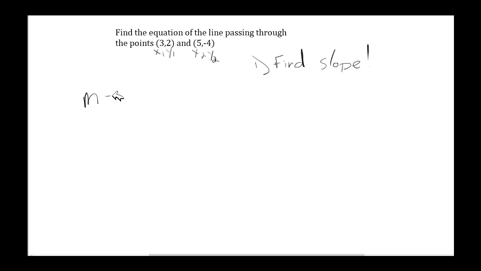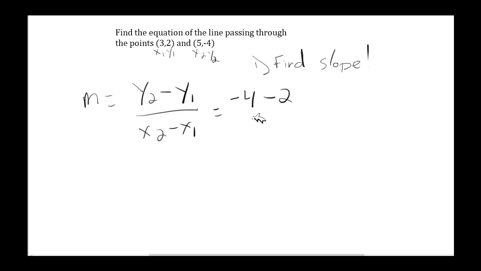Remember, slope is equal to y2 minus y1 over x2 minus x1. Change in y over change in x. This is rise over run. So let's see, I've got minus 4 minus my y1 value over x2, which is 5, minus x1, which is 3. This looks like minus 6 over 2, which is minus 3.